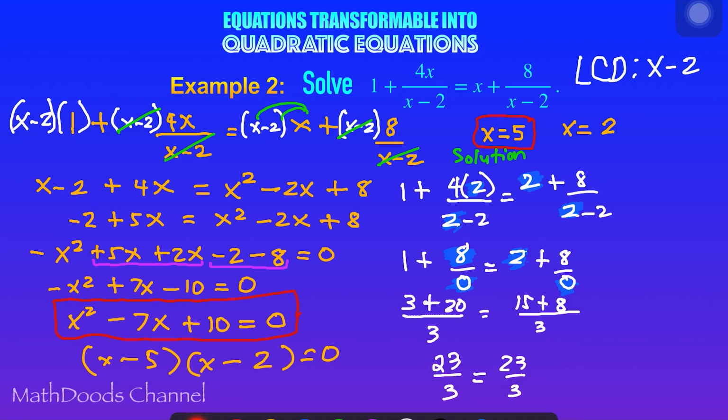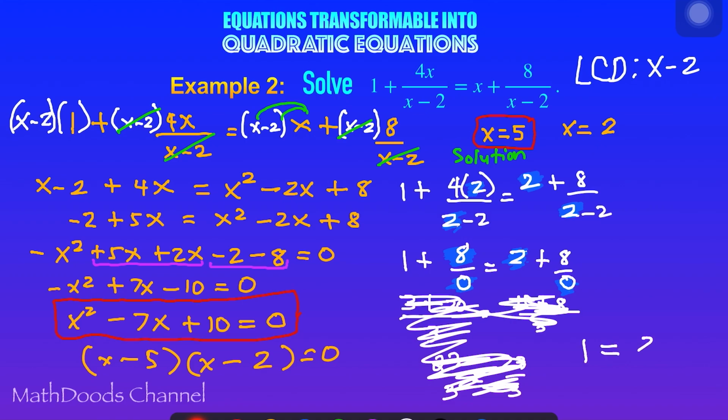a real number. Hindi siya real number. Kung tanggalin natin pareho si 8 over 0, 1 is equal to 2. So, hindi siya magiging balance. Hindi siya balance. Burahin ko na lang to kasi wala nang space. So, dito na lang. Pag in-apply natin yung subtraction property of equality, magiging 1 is equal to 2.